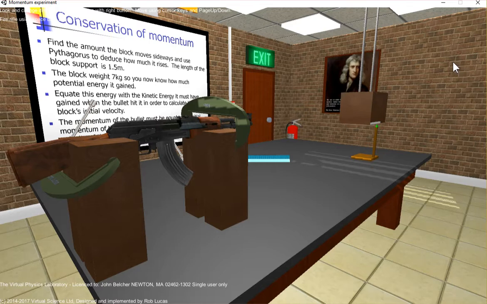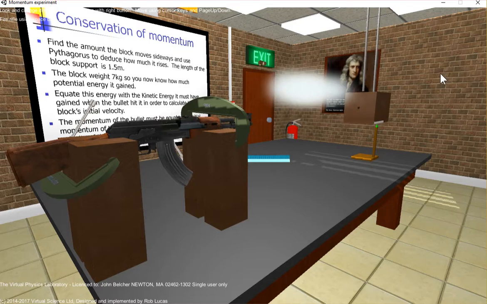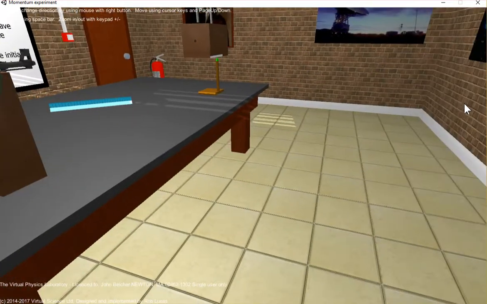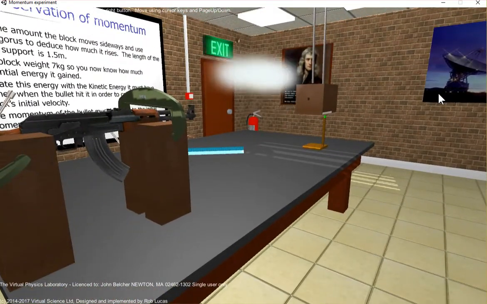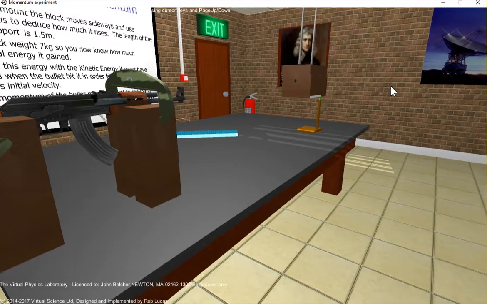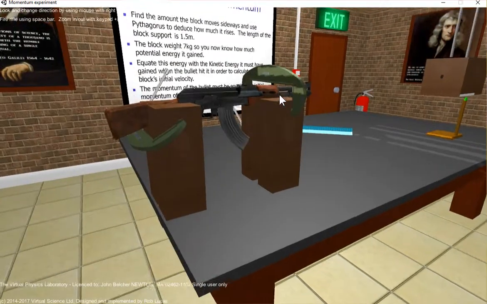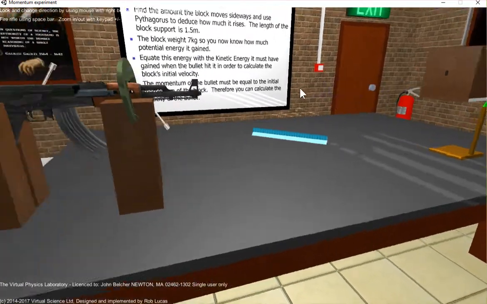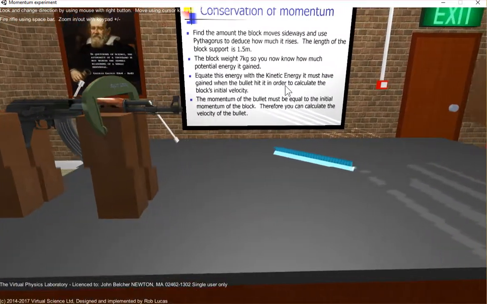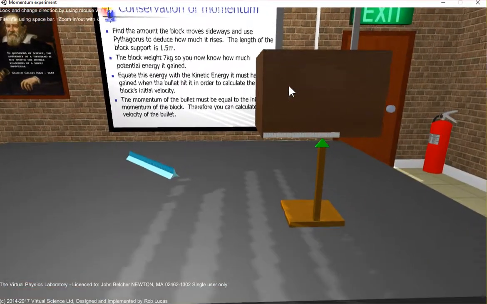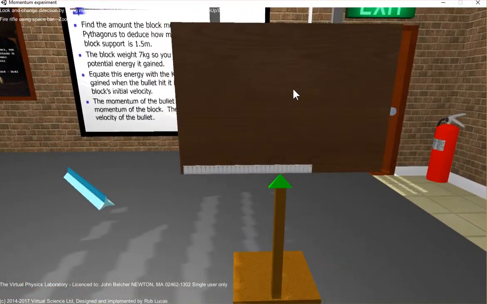You can fire the rifle using the spacebar like this, and you can see that the block will move. You can fire multiple times. Now you're probably going to need to be very careful to align yourself where you can see the scale on the block. You can stop the block by clicking on it.